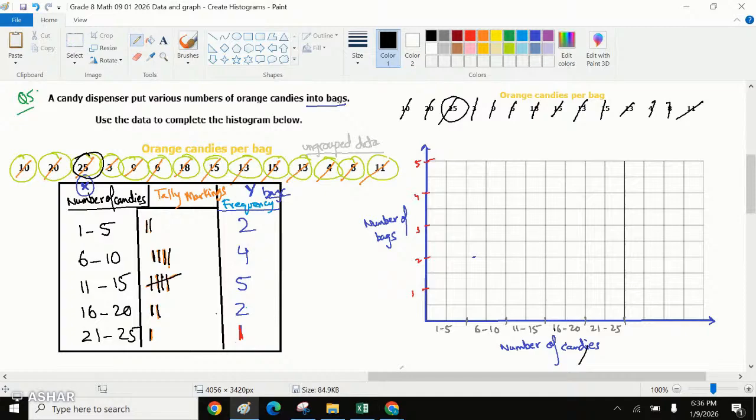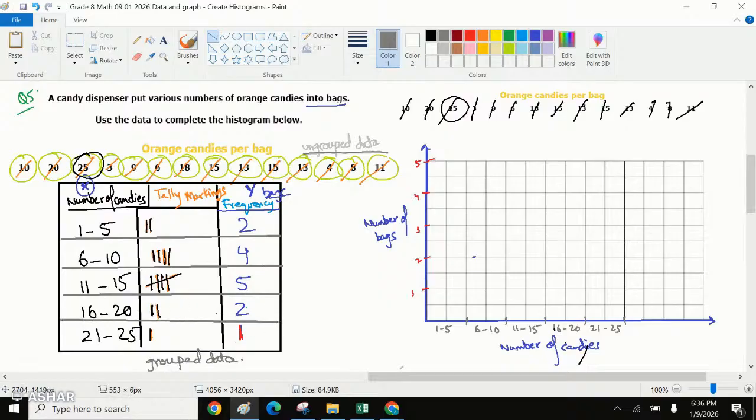Okay. So since we now know how we got a 1 next to 21 to 25, because there was only a single number within this range, we take the information that was given to us as ungrouped data, change it into grouped data, and the grouped data is moved on to the histogram. So can we say between the range of 1 and 5 there were 2, 6 and 10 there was 4, 11 to 15 there were 5, and 16 to 20 there was 1?